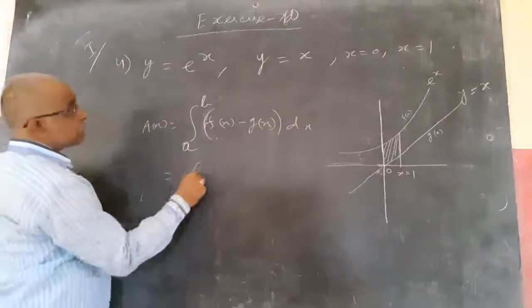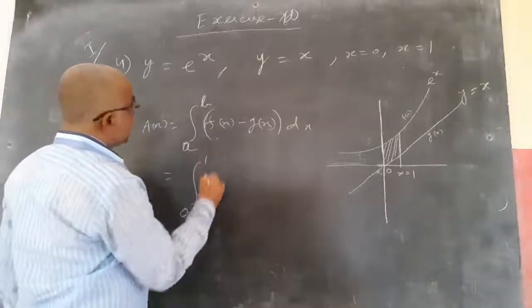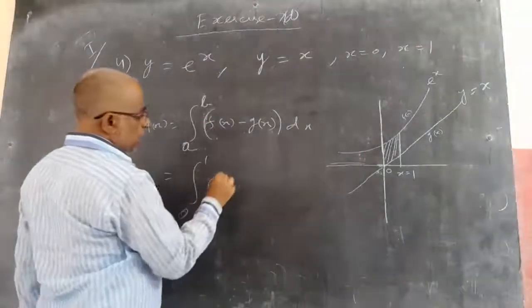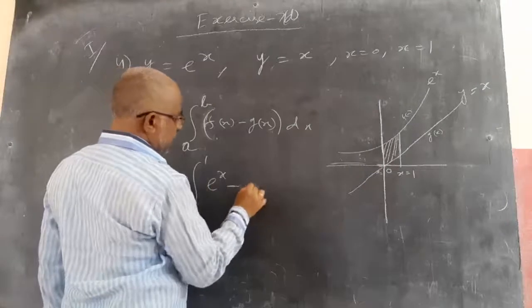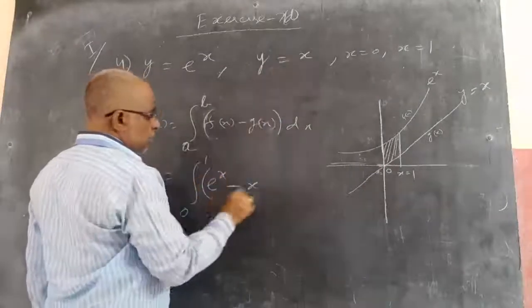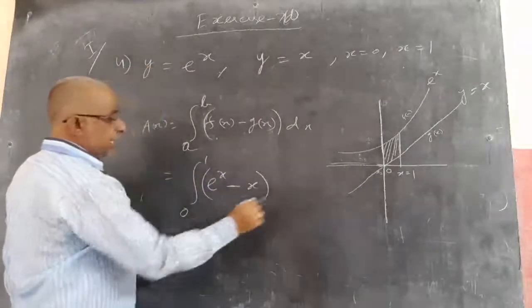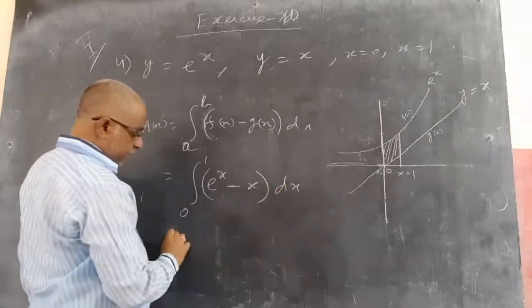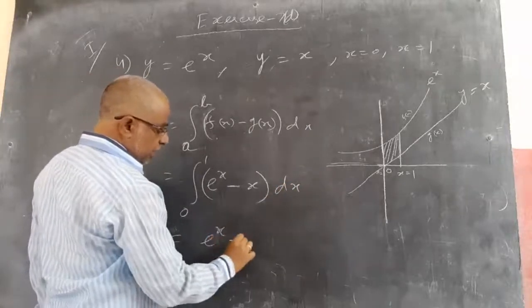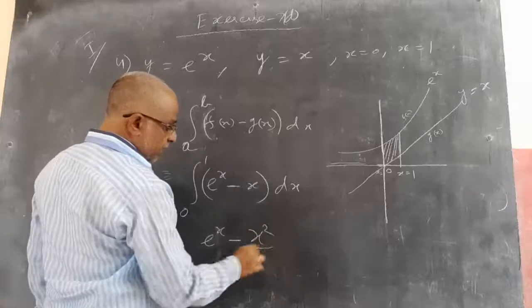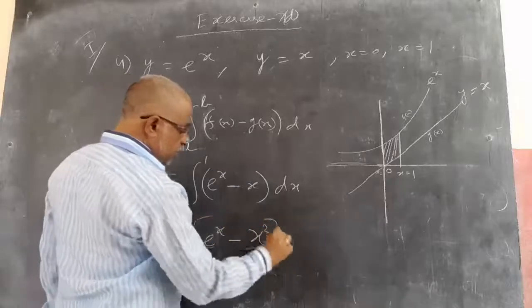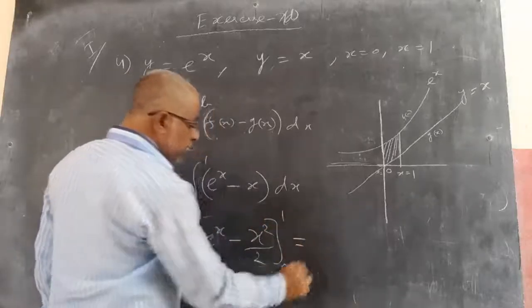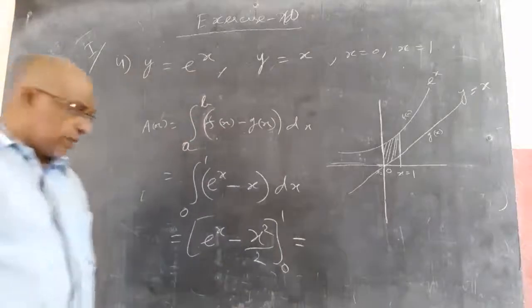So according to that, the integral from 0 to 1, f(x) here is e power x, minus g(x) here is x, y equal to x. So e power x minus x dx. The integral of e power x is e power x itself, minus the integration of x, which is x square by 2, between the limits 0 to 1.